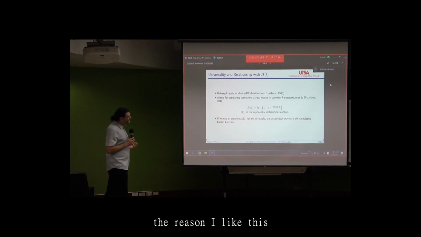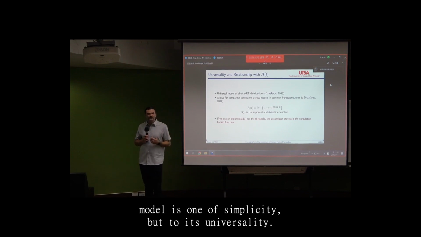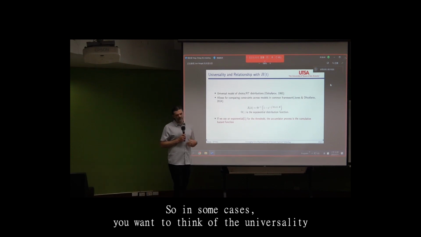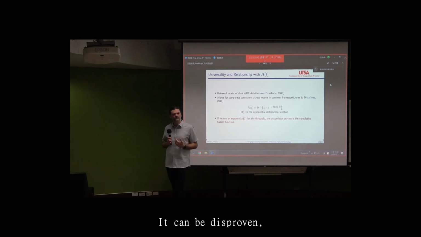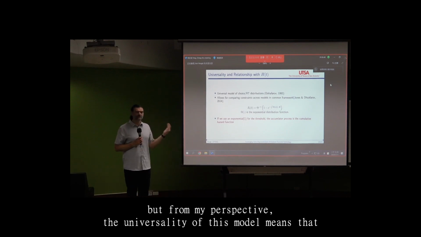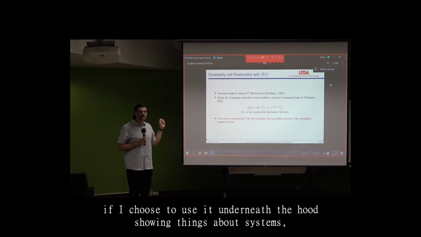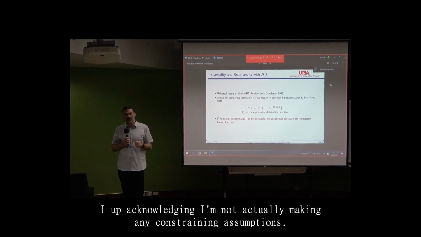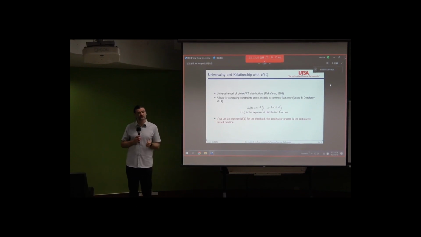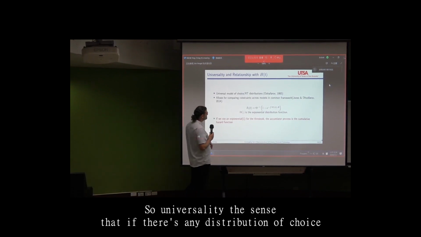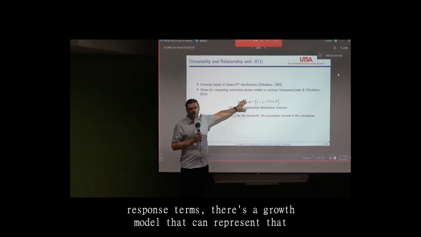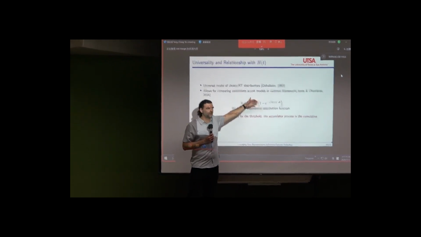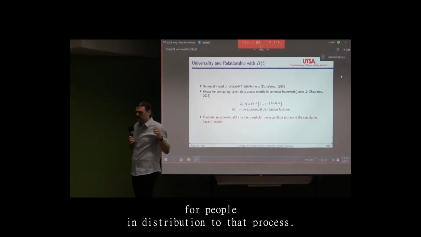The reason I particularly like this model is, one, its simplicity, but two, its universality. In some cases, you might think of universality of a model as being a weakness. It can be disproven. But from my perspective, the universality of this model means that if I choose to use it underneath the hood and show things about systems factorial technology, I'm not actually making any constraining assumptions. So universality in the sense that if there's any distribution of choice and response times, there's a GRICE model that can represent that process. So it's equal in distribution to that process.